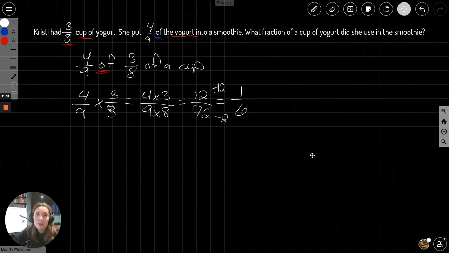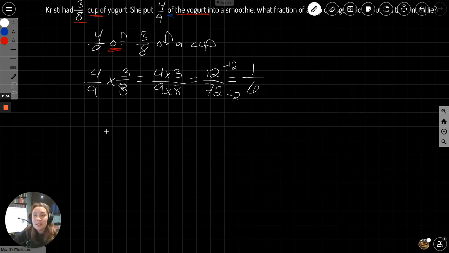Now, the other way we can do this is simplify before you multiply. So I have the same problem, and I'll write it all in red. 4/9 times 3/8 equals 4 times 3 over 9 times 8. But this time I'm going to look and see if I have any common factors. Do I have any common factors on top and bottom? And actually, I do. I have 9 and 3. 9 and 3 both have a common factor, 3. So I can divide this by 3. Divide by 3. And I can divide this by 3 down here.